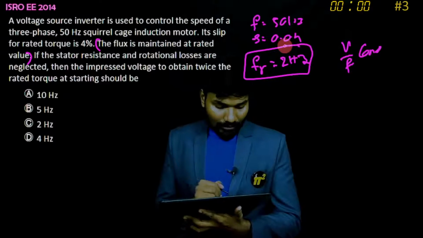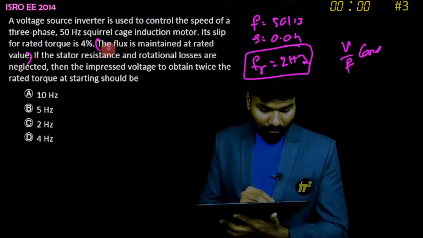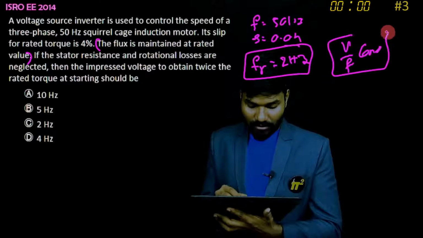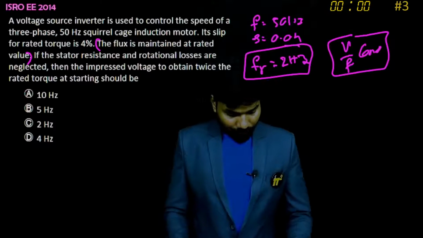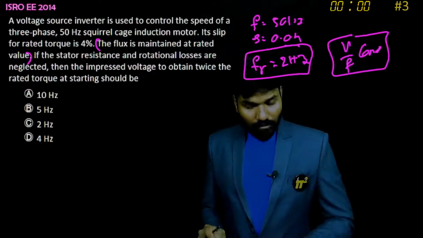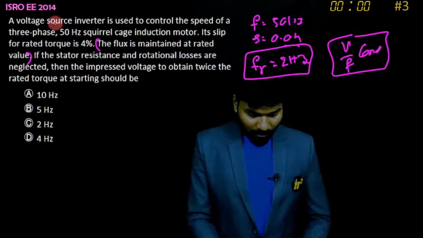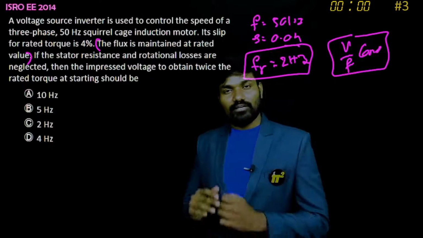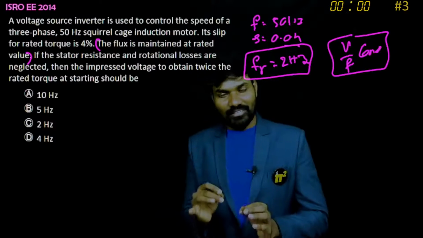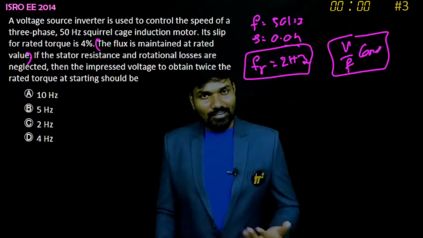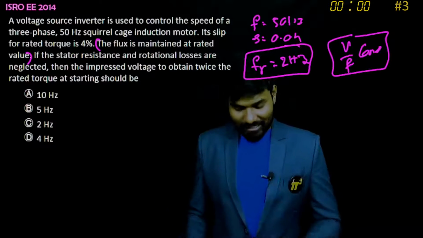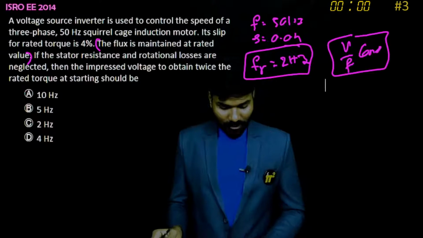With this line you understood V by F is constant. In the first five lines, they're simply saying it's a V by F control method, and the rotor frequency is 2 Hertz. That's all about the first four lines.